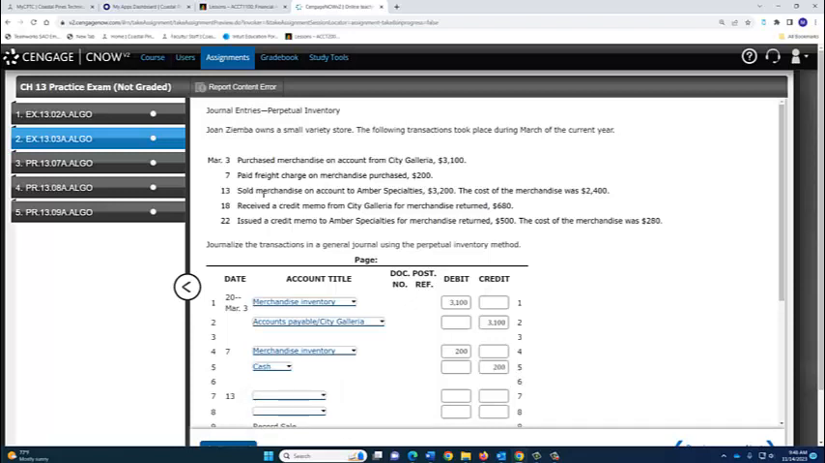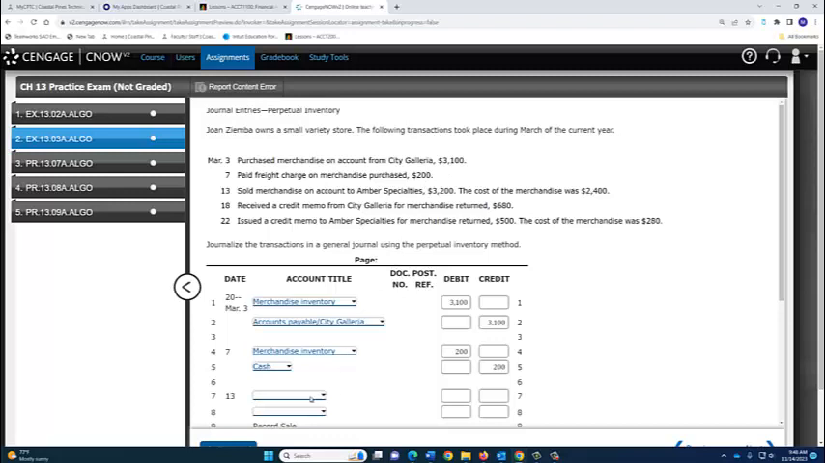On the 13th, we sold merchandise inventory on account to Amber Specialties for $3,200. That's what the customer is promising to pay. That was the price of our inventory, and the cost that we paid for the inventory is $2,400. So we've got to do two things with the sale. We have to record the sale, and then we have to move the merchandise out of the merchandise inventory account into cost of goods sold.